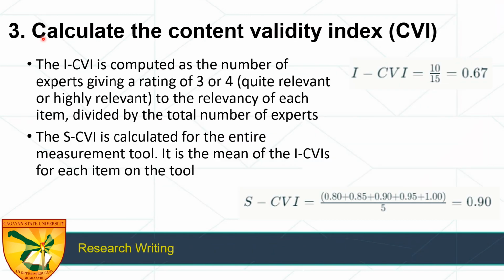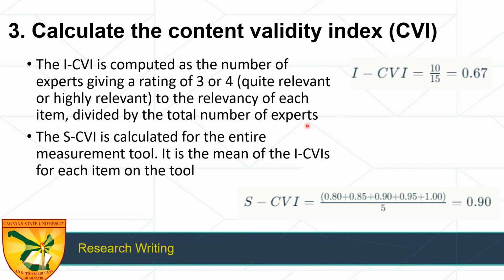So the third step is calculation of the content validity index, both the ICVI and the SCVI. For the ICVI, this is computed as the number of experts giving a rating of 3 or 4. If we go back to the tool for the clarity and validity assessment form, 3 stands for quite relevant and 4 for highly relevant.